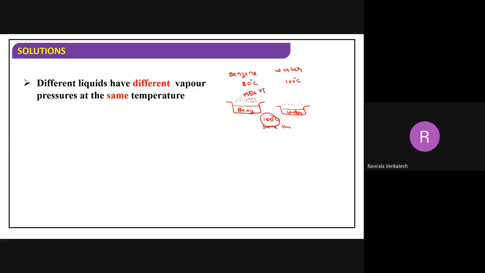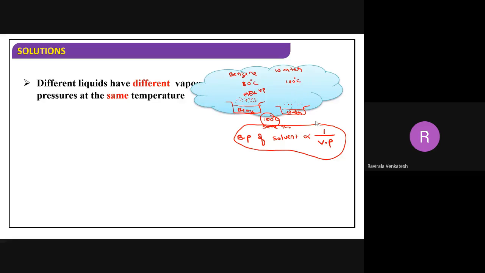So the important thing is the boiling point of the solvent. More boiling point, less vapor pressure. So you can write here: vapor pressure is inversely proportional to boiling point. There is a chance of getting this type of question also, as a true or false statement: whichever has more boiling point will have less vapor pressure.